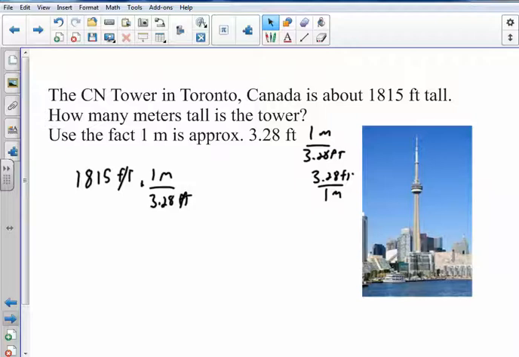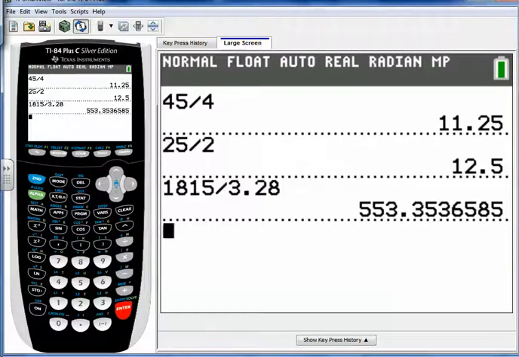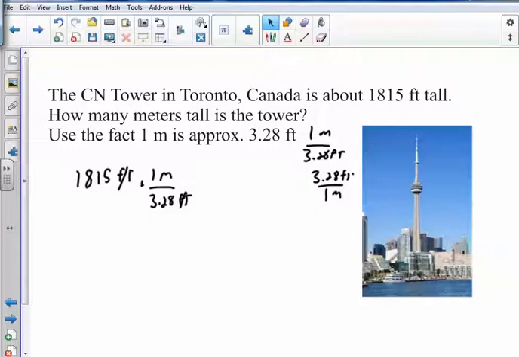And then when I do my math, I have 1,815 divided by 3.28. I get 553.35, so it's about 553.25 meters in length.